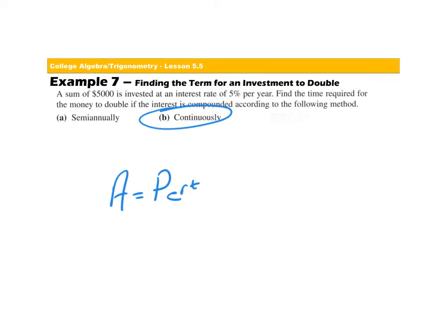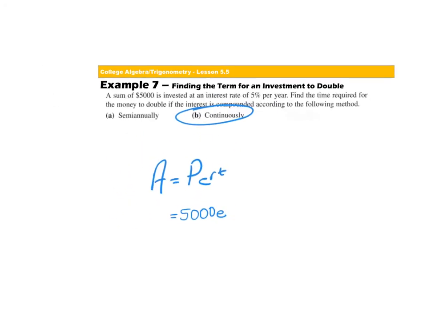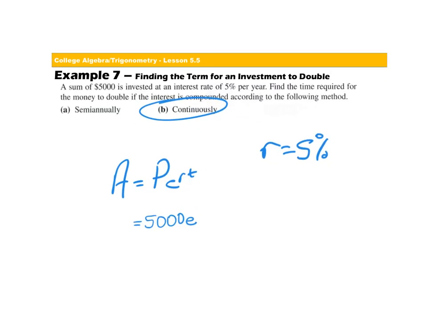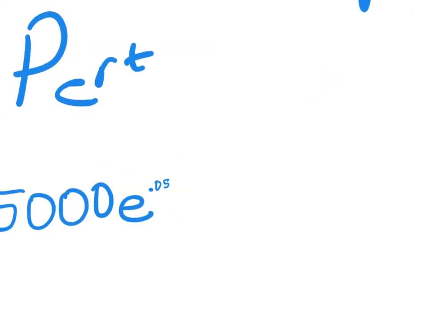How much did I put in? $5,000. Agreed? And I have my e. What is the interest rate? If the rate, guys, is 5%, a lot of you mess this up on your quiz. What is the decimal equivalent? 0.05.